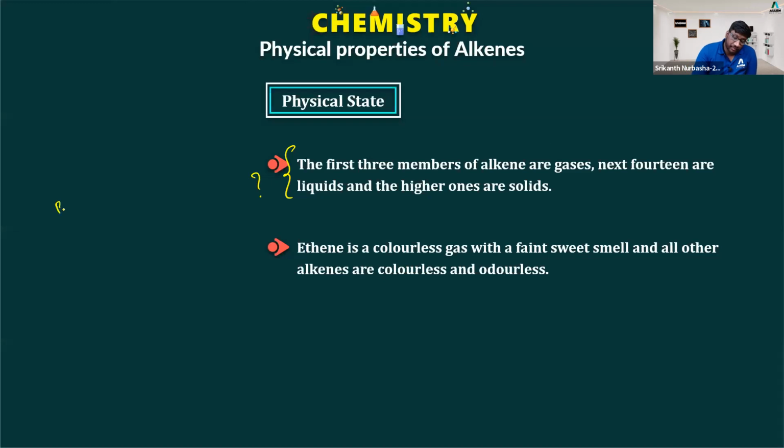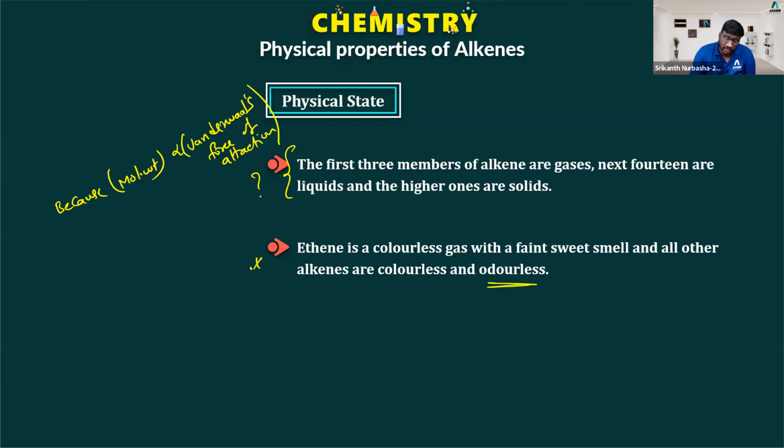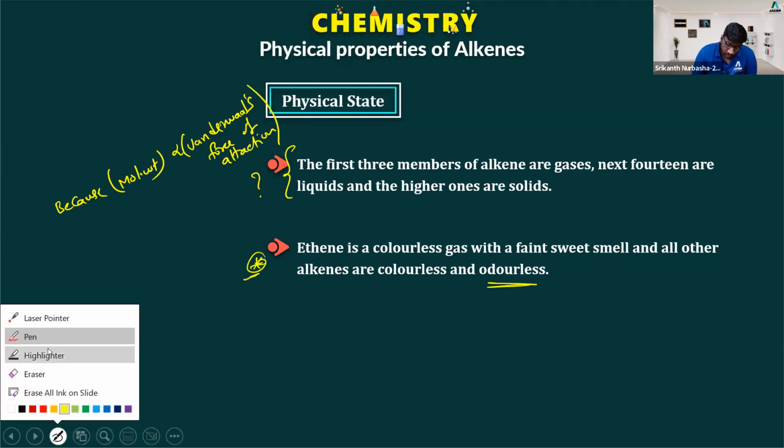Because molecular weight is directly proportional to van der Waals force of attraction. Ethene is a colorless gas with a faint sweet smell, and all other alkenes are colorless and odorless. Okay, this is a property which you have to remember.